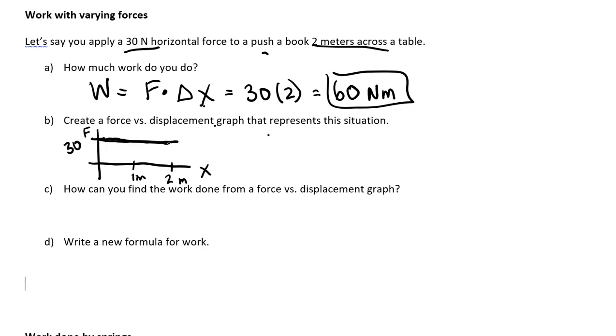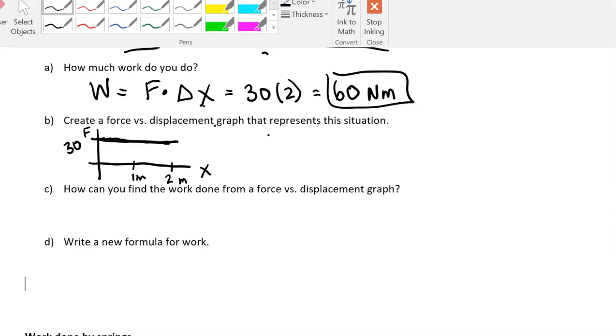How can you find the work done from a force versus displacement graph? So I want you to pause this video, puzzle over that yourself, and then check back in. And again, we're talking about how graphically, like using either slope, shapes, whatever it is, can you find work done? So let me look at this.